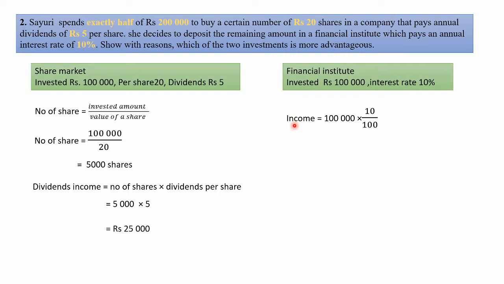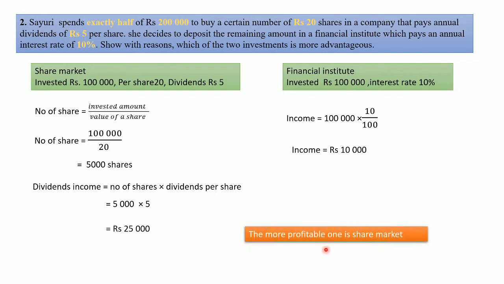So how do you find the income from the financial institute? The invested amount is 1 lakh, that means 100,000 multiplied by 10 over 100, that is 10%. For this calculation, you get income of 10,000. So 25,000 income from the share market, 10,000 from the financial institute. Then which one is the most profitable one? The more profitable one is the share market investment.